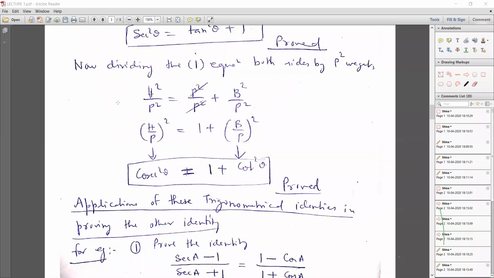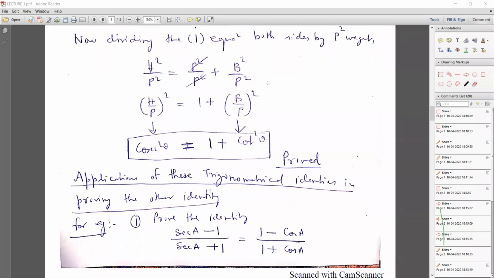Siddharth mentioned the doubt in chat. Siddhant, if you have any doubt, you can just type in chat. Okay.